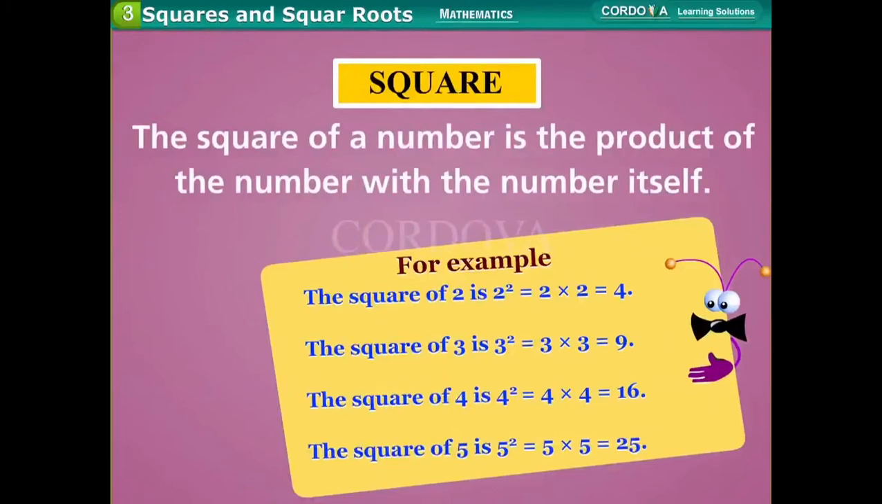For example, the square of 2 is 2 squared, which is equal to 2 into 2, which is equal to 4. The square of 3 is 3 squared, which is equal to 3 into 3, which is equal to 9. The square of 4 is 4 squared, which is equal to 4 into 4, which is equal to 16. The square of 5 is 5 squared, which is equal to 5 into 5, which is equal to 25.